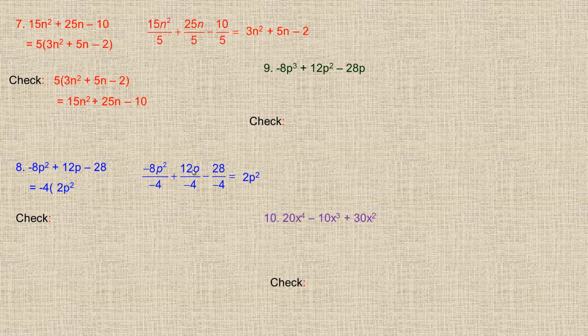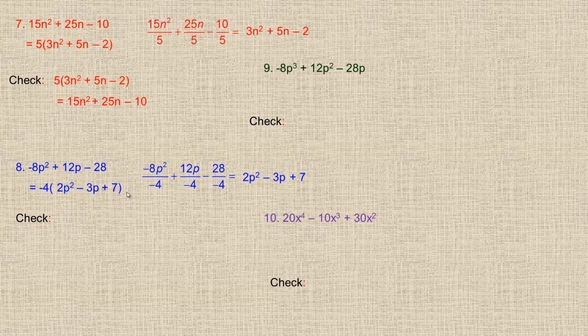And negative 12p divided by negative 4: negative 12 divided by negative 4 is minus 3, and again, same power of p, so minus 3p. And negative 28 divided by negative 4 is plus 7, so we put a plus 7 here and close our brackets. So that is the correct factored form.